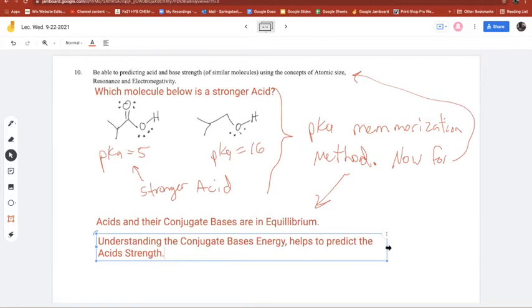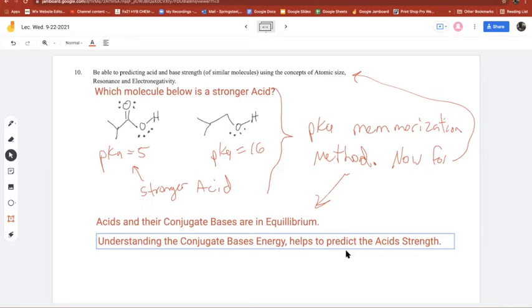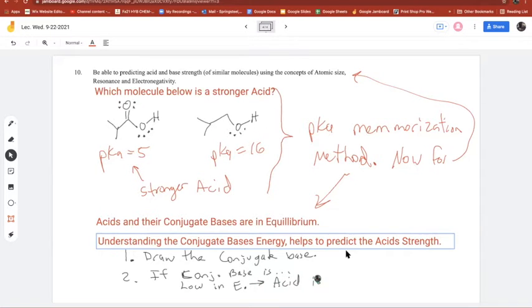So if you have an acid and you look at the conjugate base of it, you say, oh, that's a really stable, low energy conjugate base. That means the acid it came from was a strong acid. So this is the technique we'll use. First, draw the conjugate base. And then 2, if the conjugate base is low in energy, it's stable, that means the acid is strong.